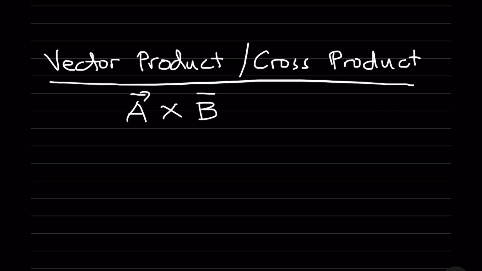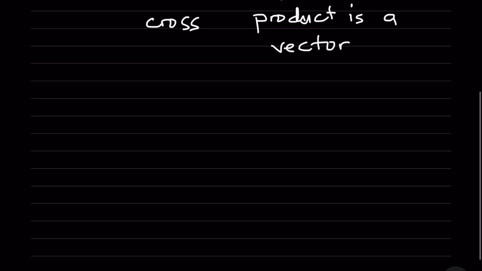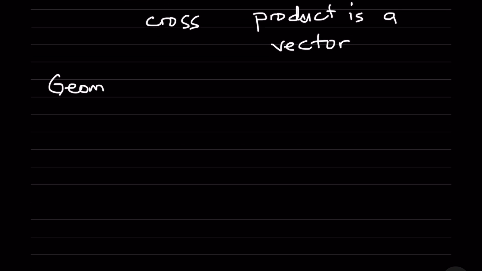So suppose we multiply two vectors A and B. The result is another vector. That is what we call vector product. And the symbol that we use here is a cross, as you have seen. That is why this is called a cross product as well.